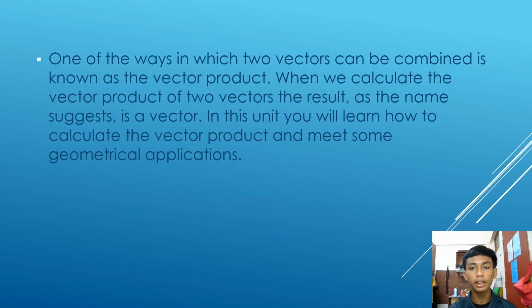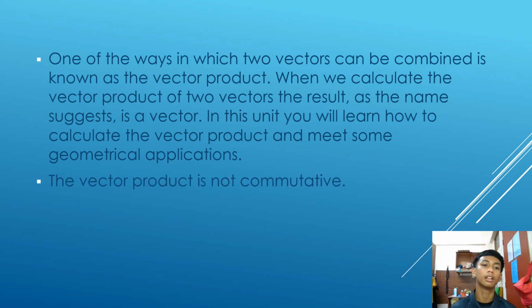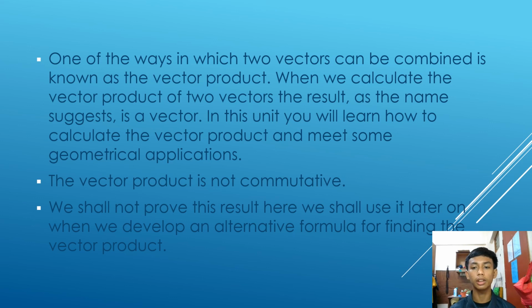One of the ways in which two vectors can be combined is known as the vector product. When we calculate the vector product of two vectors, the result, as the name suggests, is a vector. In this unit, we will learn how to calculate the vector product and make some geometrical applications. The vector product is not commutative. We shall not prove this result here. We shall use it later on when we develop an alternative formula for finding the vector product.